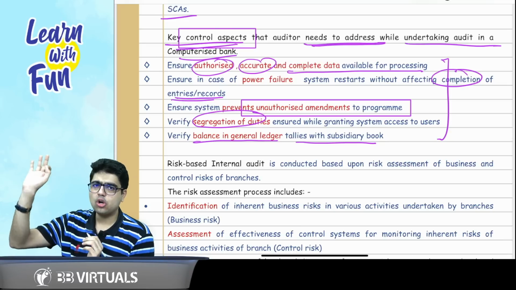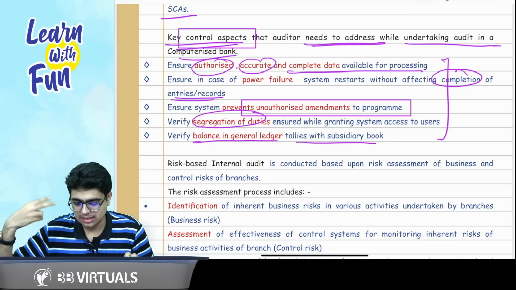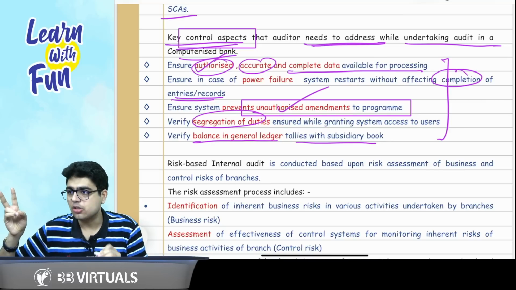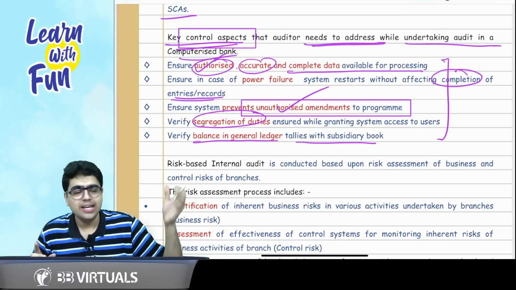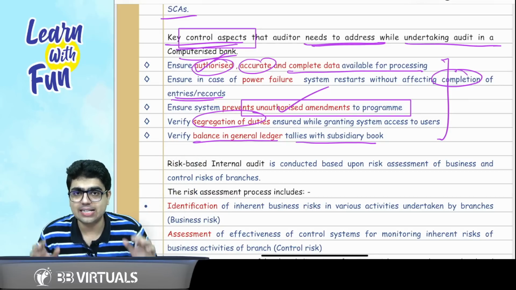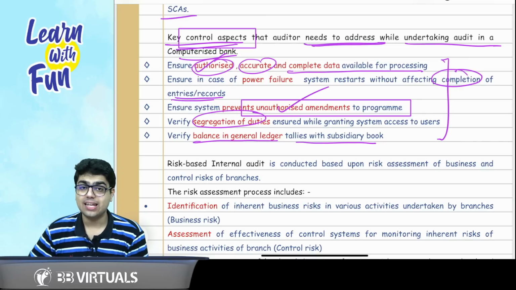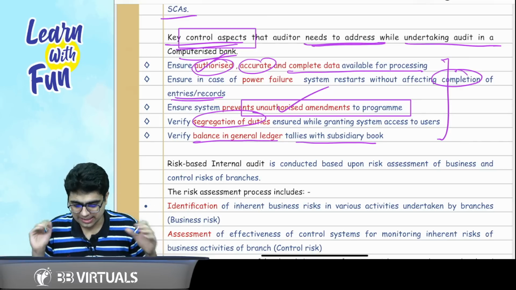Again, authorized, accurate, and complete data is available. Unauthorized amendments are avoided. In case of power failure, the system restarts without affecting the completion of entries. That means the system is very, very good. And the last point was the general ledger tallies with the subsidiary ledger. Basically, the books of accounts tally with each other.